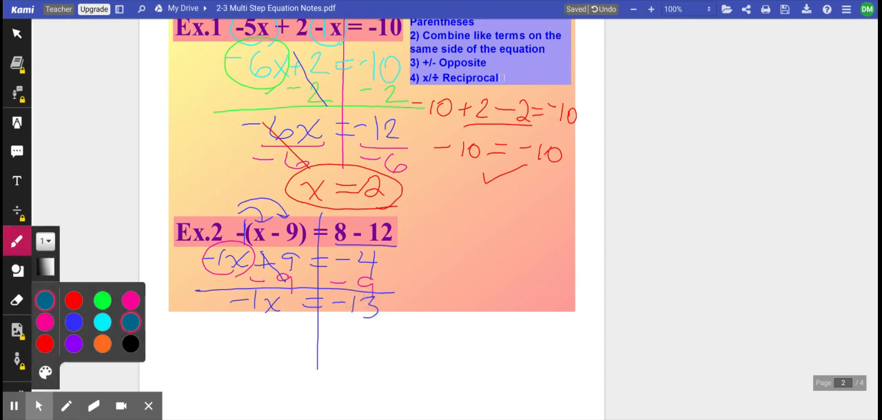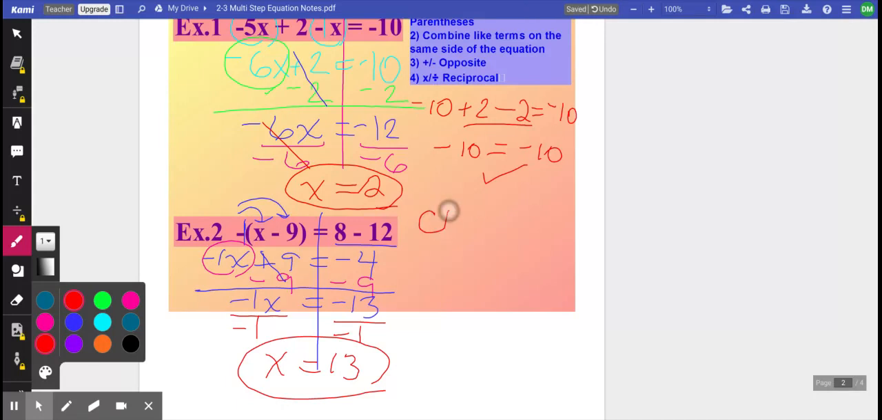And our final step to get rid of our coefficient, I need to use the sign. I need to divide by a negative to make a positive. So I divide by -1. X equals 13.